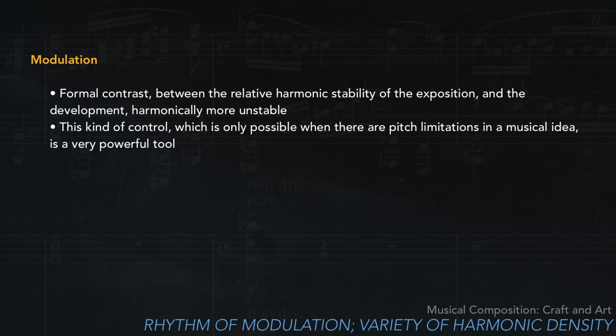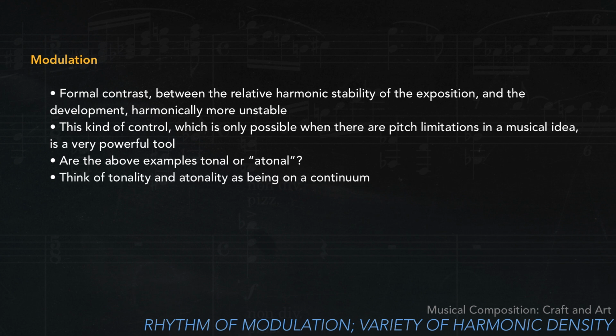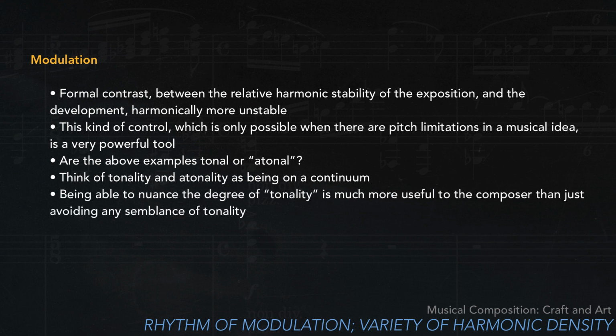An interesting question: are the above examples tonal or atonal? By its very nature, atonality is a way of describing music in terms of what's absent. This is why I prefer to think of tonality and atonality as being on a continuum, not as black and white. And here again, being able to nuance the degree of tonality is much more useful to the composer than just avoiding any semblance of tonality.